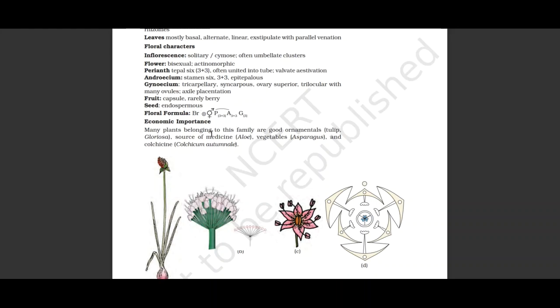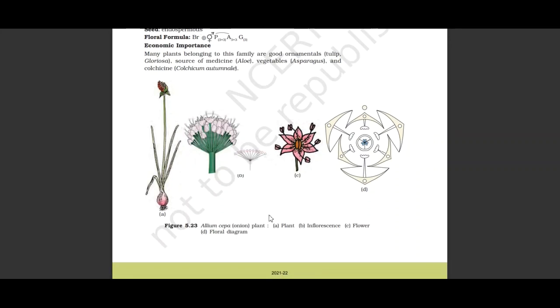Let us see the economic importance. Many plants belonging to this family are good ornamentals: tulip, gloriosa. Source of medicine: aloe. Vegetables: asparagus. Colchicum autumnale. Let us see the example: Allium cepa, onion plant.